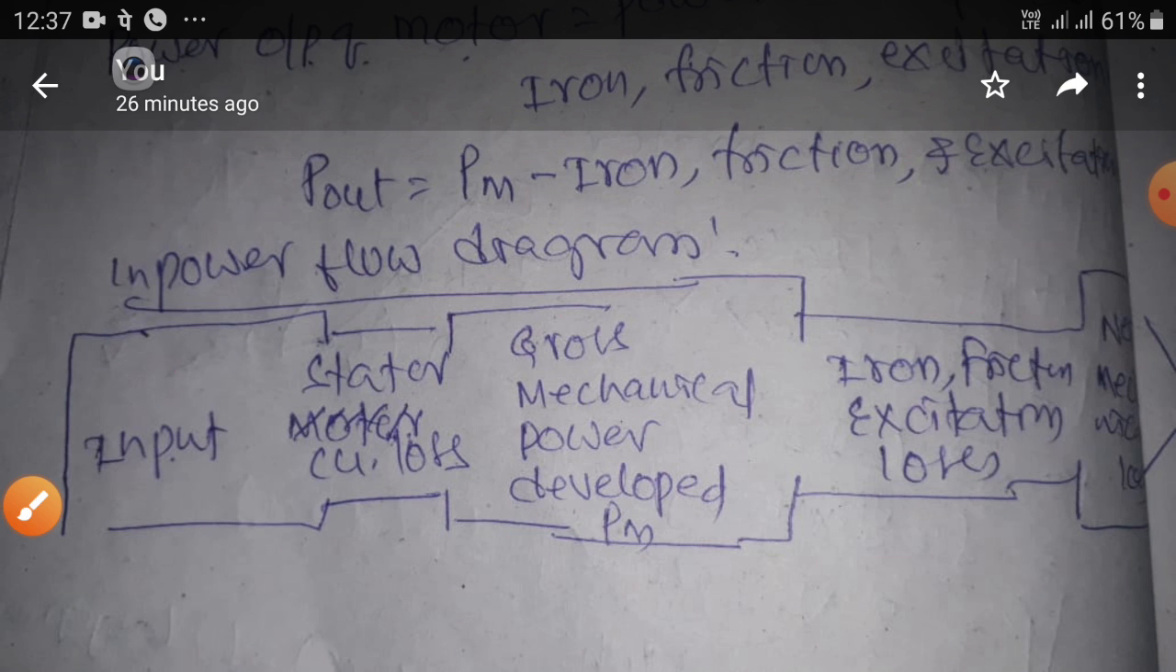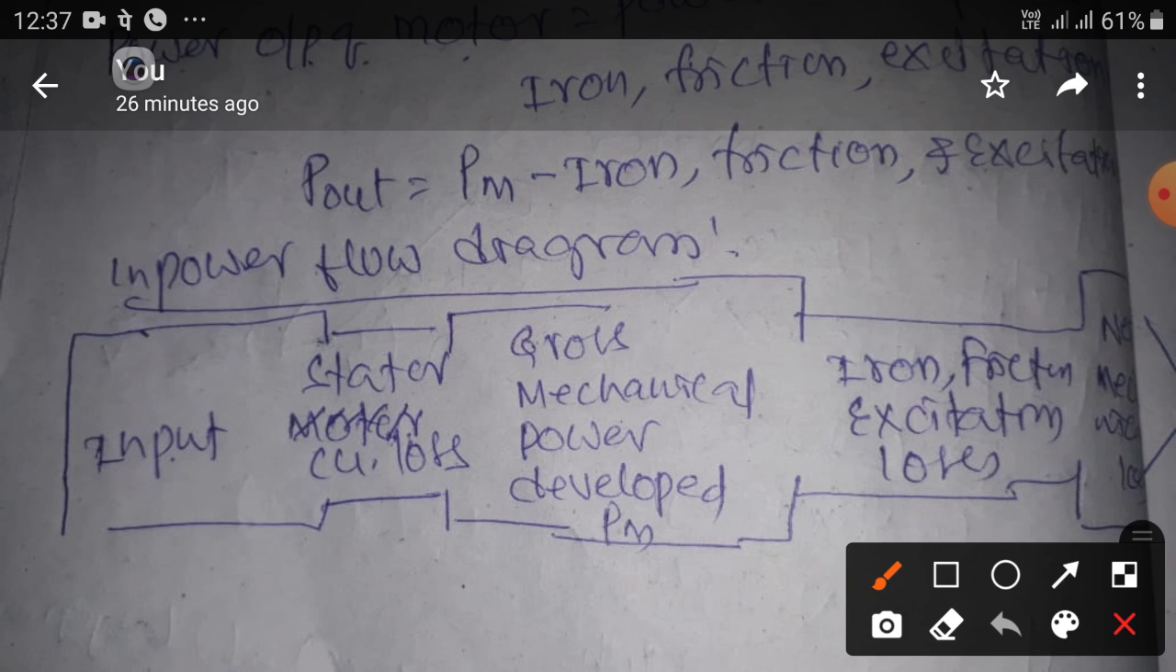We have seen the same thing last class. Here you can see the power output is equal to the prime mover input minus iron losses, friction and windage losses and excitation losses. Finally we get P out, the motor output. The rotor input is equal to PM, and from that we subtract the inherent losses. We cannot avoid these iron losses, friction and windage losses and excitation losses. So these equations are required for knowing the performance of the machine.